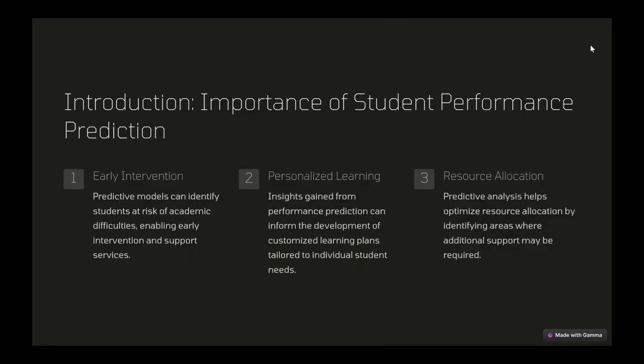Here is the importance of student performance predictions. Firstly, early intervention. Prediction models can identify students at risk of academic difficulties, enabling early interventions and support services. Second, personalized learning. Insights gained from the performance prediction can inform the development of customized learning plans tailored to individual student needs. And third is resource allocation. Predictive analysis helps to optimize resource allocation by identifying areas where additional support may be required.